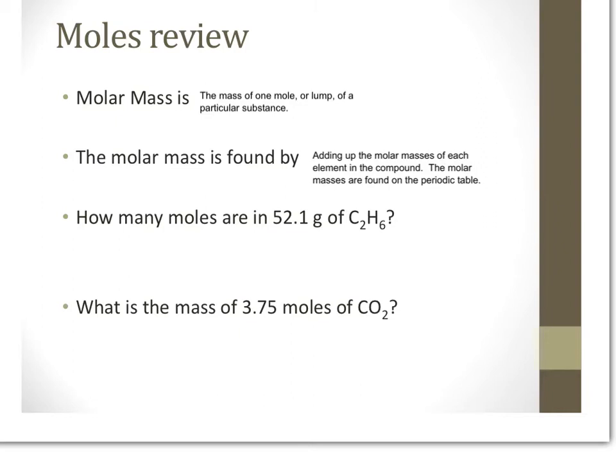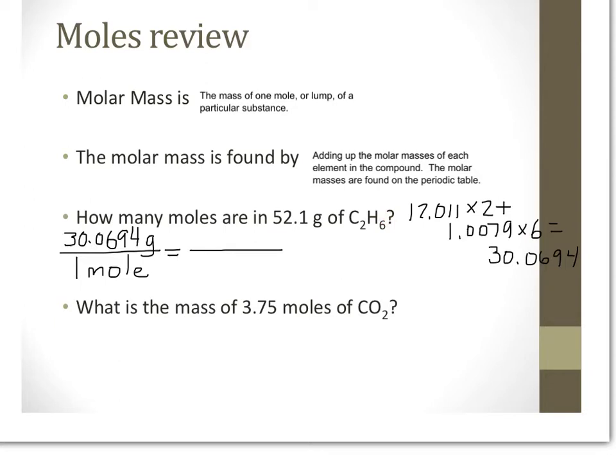We're going to set up a proportion just like we always have. So the first one says how many moles are in 52.1 grams of C2H6. So first I'm going to figure out the molar mass of C2H6. I took the molar mass of carbon times 2, because there are 2 carbons in every 1 molecule of this C2H6, and I took the molar mass of hydrogen times 6, because there are 6 hydrogen atoms in each molecule of C2H6. So I found that the molar mass was 30.0694 grams in 1 mole, and that's going to be my template for setting up my proportion.